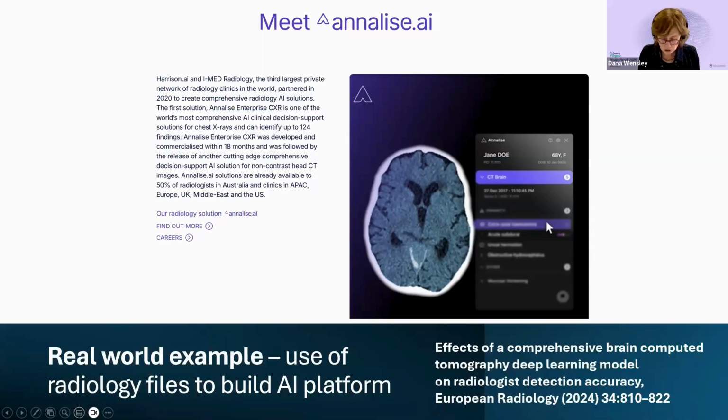Now, the founders launched Harrison AI in 2018 and partnered with iMed, which is the third largest private network of radiology clinics in the world, to create a comprehensive AI supported radiology platform. The first AI offering from this partnership was called Analyze Enterprise. And to show the fast moving pace of this technology and the incredible power of these partnerships, Analyze Enterprise was developed and commercialized within 18 months, and it was swiftly made available to 50% of radiologists in Australia and clinics across Europe, the UK, Middle East, and the United States.